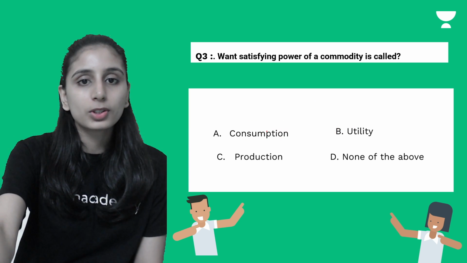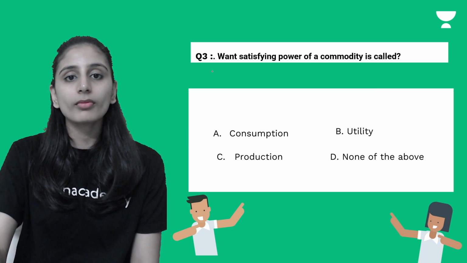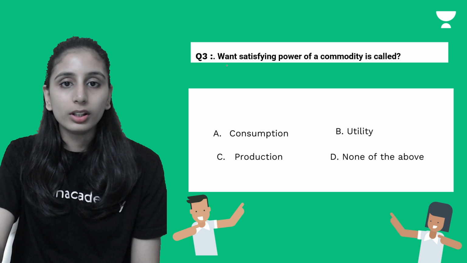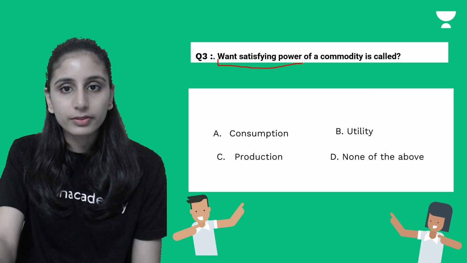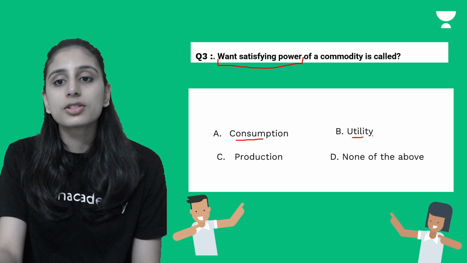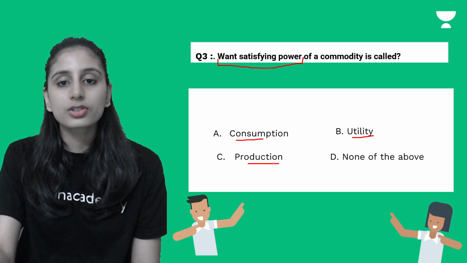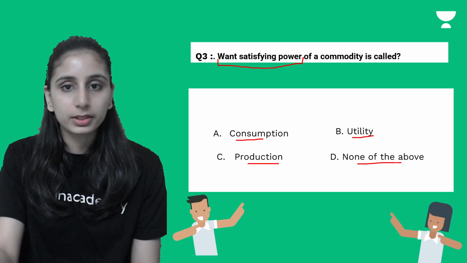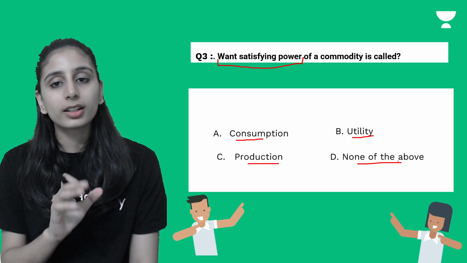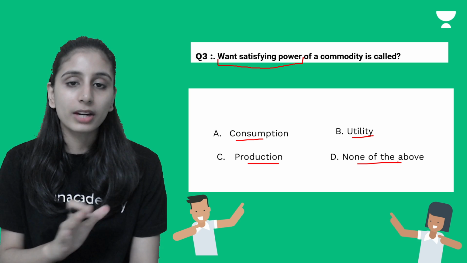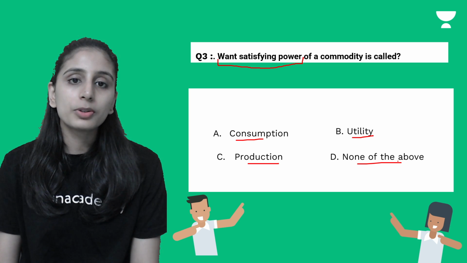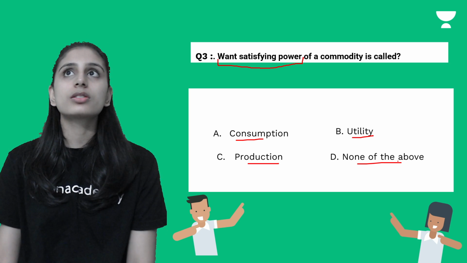Now let's move on to the third question. The want satisfying power of a commodity is called: the first option is consumption, the second option is utility, the third option is production, the fourth option is none of the above. It is very simple. We have talked about it enough in the class. I'll pause for 5 seconds since this is an easy question.